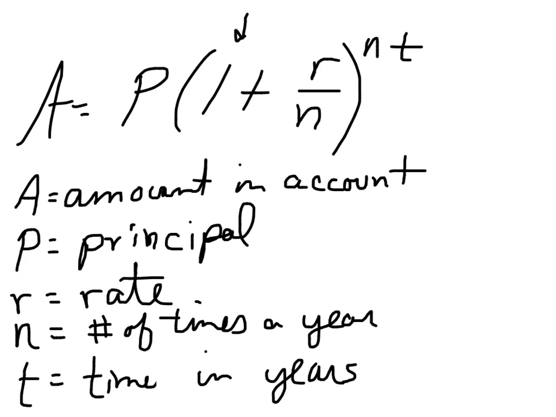1 plus R over N raised to the N times T. Now, where you're going to get in trouble is going to be something like this, where it's going to say time is after 6 months. And you're going to put the number 6 in there for T, and you're going to be all sorts of wrong. What number would you have to put in for 6 months? Half a year or 0.5.